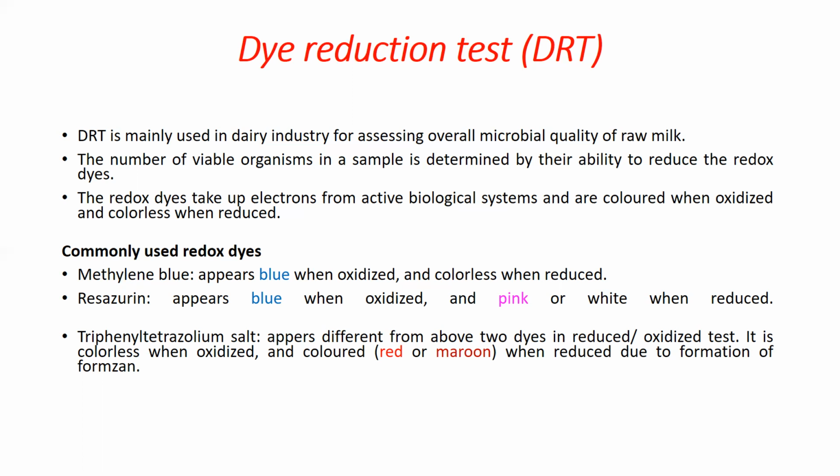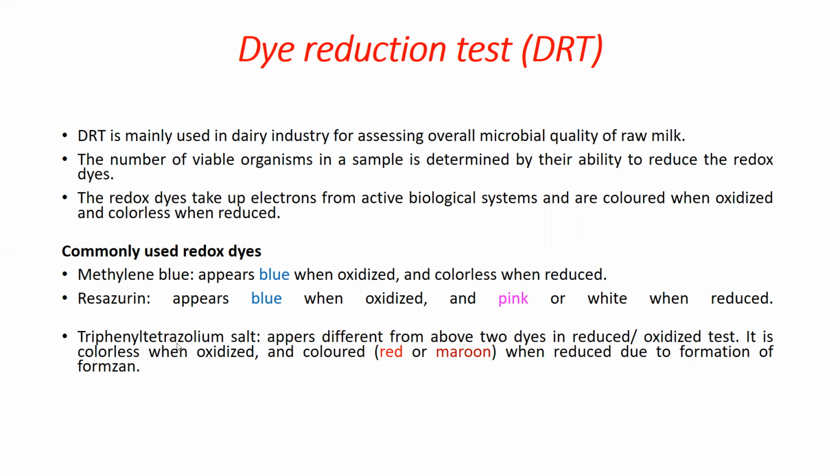So redox dye takes up electrons from the active biological system and is colored when oxidized and colorless when reduced. So basically this dye takes the electron from the biological system, and if it is oxidized, then it forms some color. There will be color changing. If it is reduced, then there will be no color change; that will be colorless. So we have different redox dyes which are commonly used. Methylene blue appears blue when oxidized and colorless when reduced. Then resazurin appears blue when oxidized, pink or white when reduced.